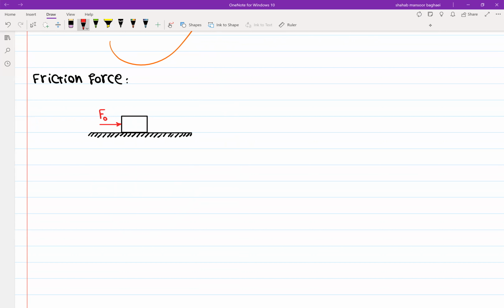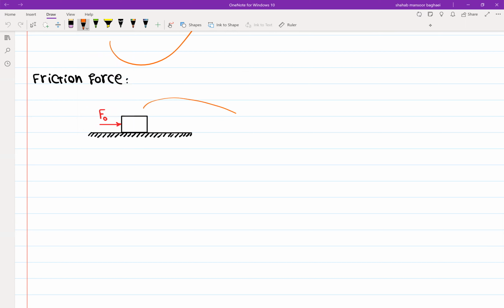Consequently, at the bottom of this block, you have second force. Actually, the first force is weight, the second force is F0, and the third force is friction. Friction force exists when you have a surface which is not smooth. At that moment, you have resistance from the surface applied on the block, and it is always opposite to the motion. Therefore, let's plot it.